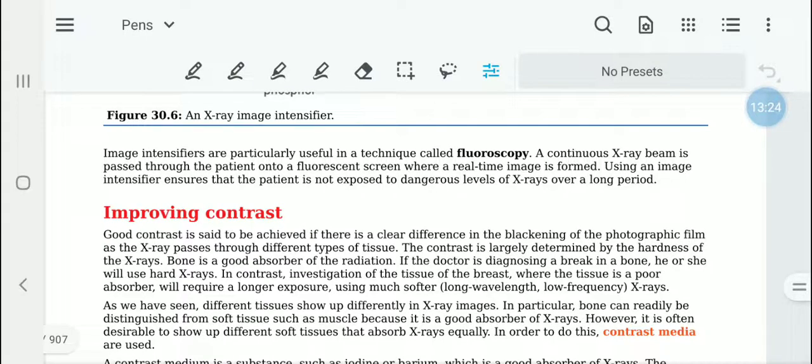Leave a line and write. Fluoroscopy is a real-time image viewing technique which uses intensifiers to observe the X-ray beams that pass through a patient onto a fluorescent screen.